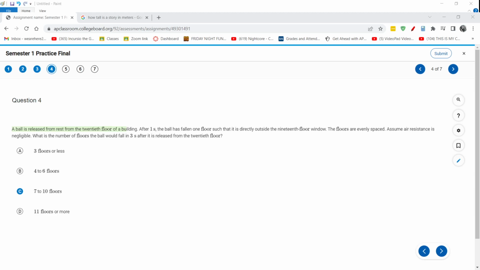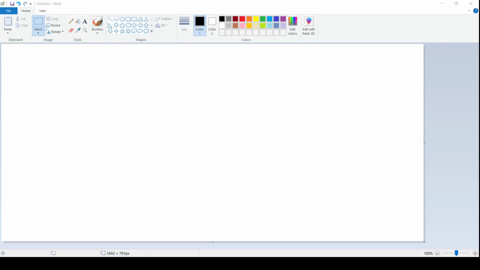So, the math says a ball is released from the 20th floor, right? I'm going to draw a little picture for this. I am going to pull this up on the other tab and pull it off to the side.